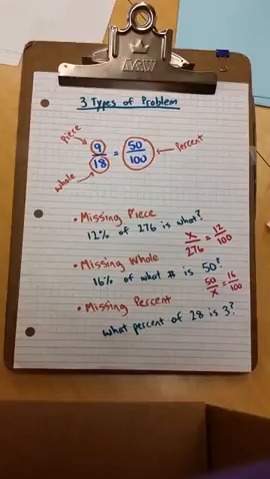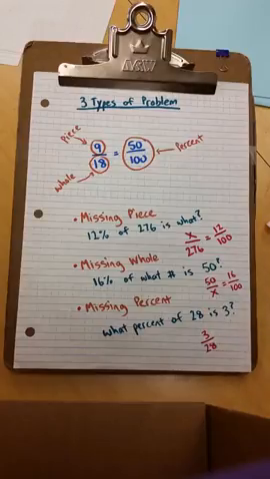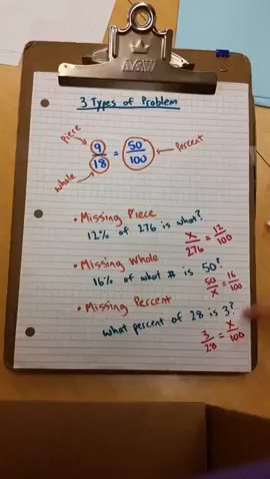A missing percent problem might look like this. What percent of 28 is 3? We put the piece on top and the whole on bottom, and from here we just need to find the percent. You could write it as a proportion like this, find x, which is the percent, but it's probably easier just to divide and find the percent from there.